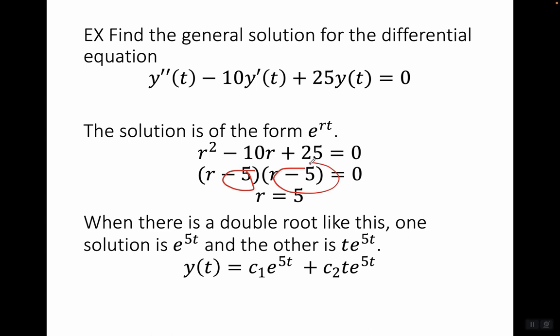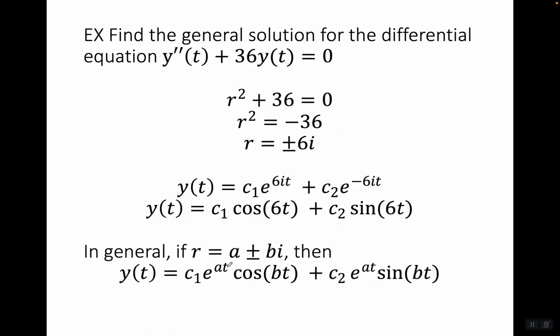It's a solution with multiplicity 2. When there's a double root like this, one solution is going to be e to the 5t, and the other is not going to be e to the 5t as well. The other one is going to be t e to the 5t. So in this case, we have y of t equals c1 e to the 5t plus c2 t e to the 5t.